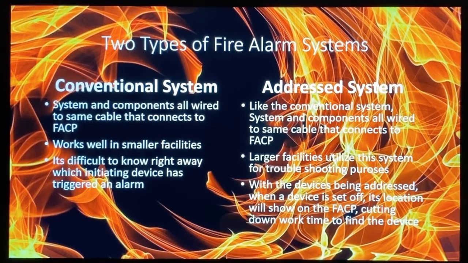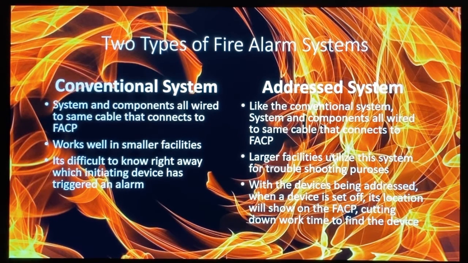There are 2 types of fire alarm systems I'm going to talk about today. Now, there are a few more that I've read about, but I want to talk about these 2 right here, the conventional system and the address system. In the conventional system, the system and components are all wired to the same cable that connects to the FACP, your control panel.